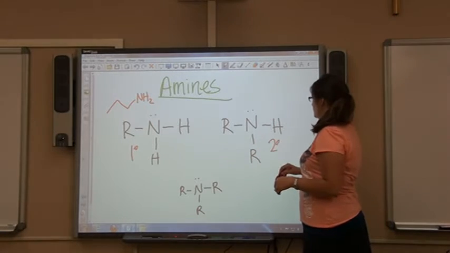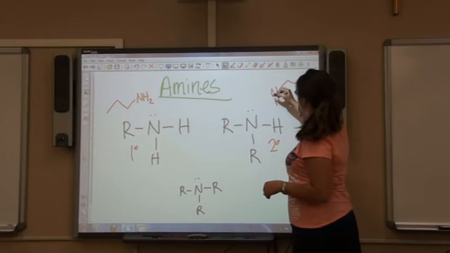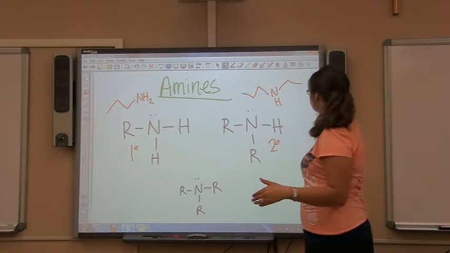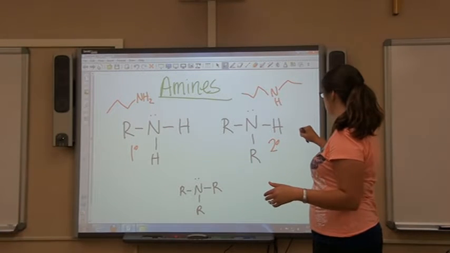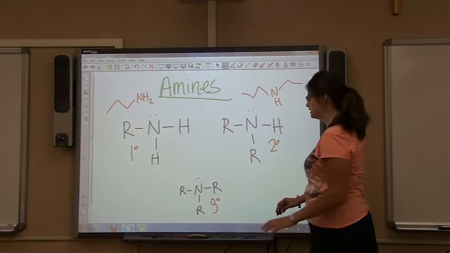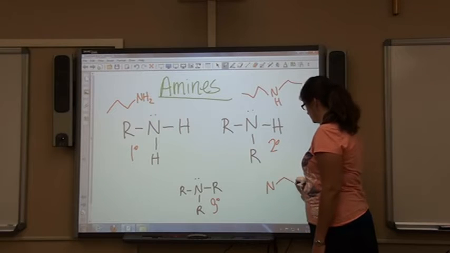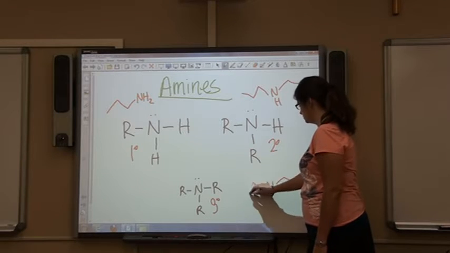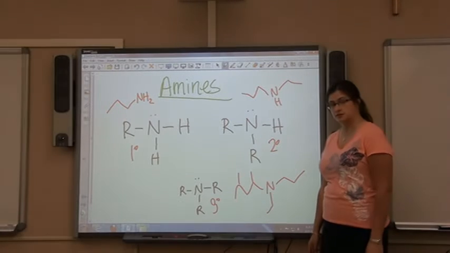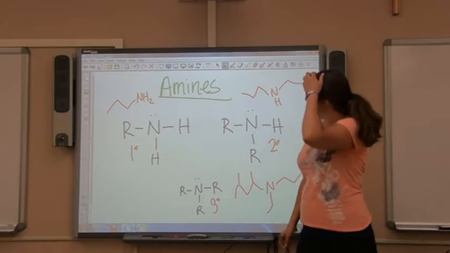Here we have a primary amine. In this case, you have two R groups on your nitrogen. You only have one hydrogen. And here we have a tertiary amine, which means you're not bonded to any hydrogens. So that will look something like this. In all amines, nitrogen is going to be the center point of your compound.